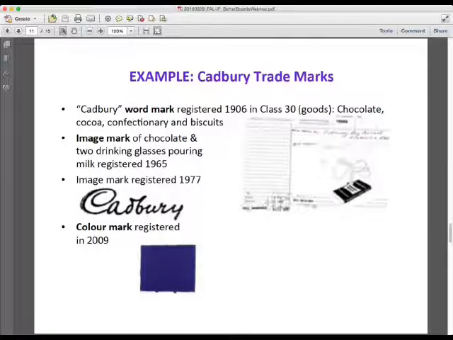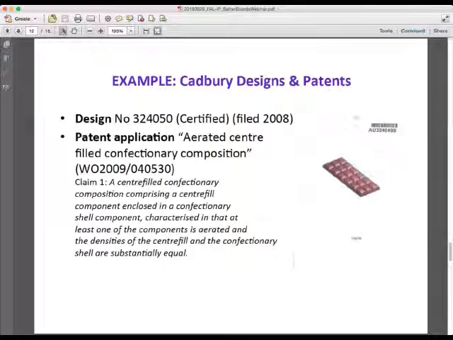And then covering all bases, Cadbury also have some designs and patents as well. That slide is just to capture that they did have a certified design file for what you are seeing there on the right of your screen, that design of the chocolate bar. I don't know how they got that, to be honest, but also a patent application as it relates to their particular product. And patents are defined by claims. Claims define the scope of the monopoly for protection of what people can and can't do without permission or a license from you.